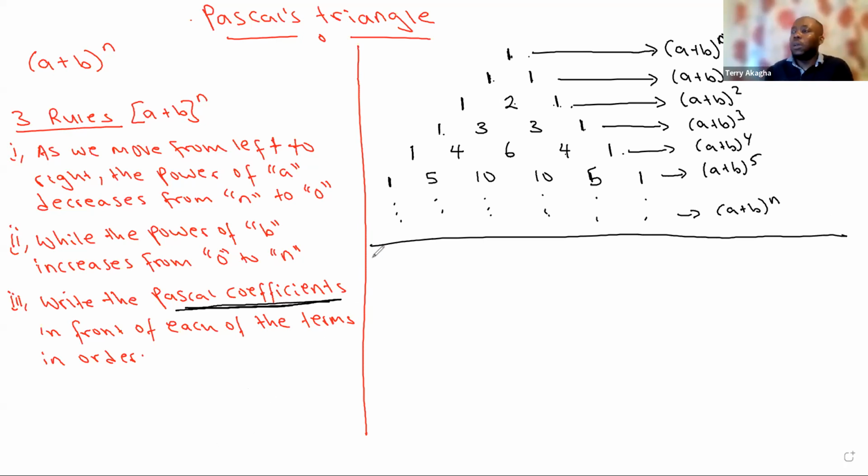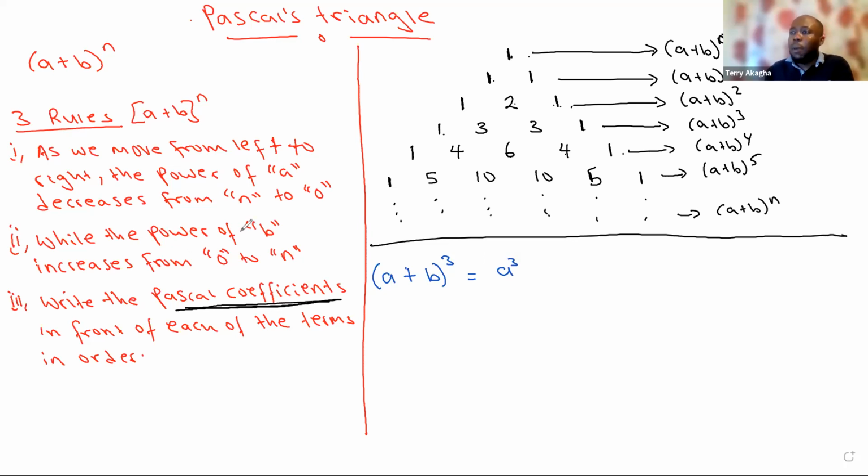All right, let's solve a simple question first and apply these rules. Let's do (a + b) raised to the power 3, and I ask you to solve this question. The first rule says, as we move from left to right, the power of a decreases from n to 0. Our n here is 3. So we have a, does that make sense? Raised to the power of 3.